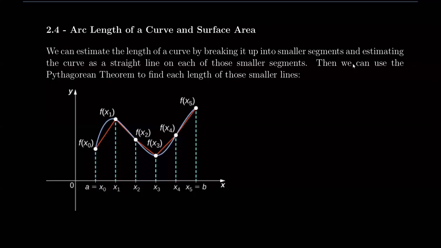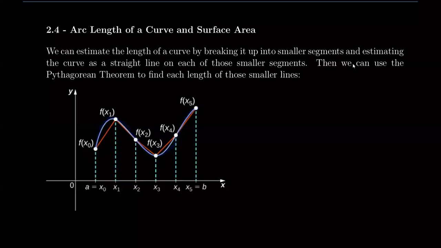We're going to estimate the length of a curve by breaking it up into smaller segments, and then estimating that curve as if it were a straight line and find the length of that straight line. Then we're going to add those all up to find the length of the whole curve. So our goal is, if you have some function, like you see in this picture, that's got some kind of curve to it, we're going to try to find the length of that curve.